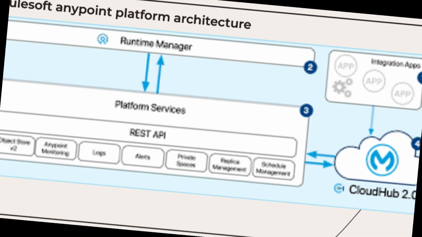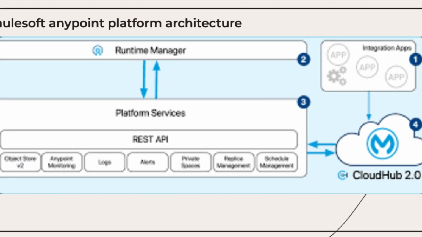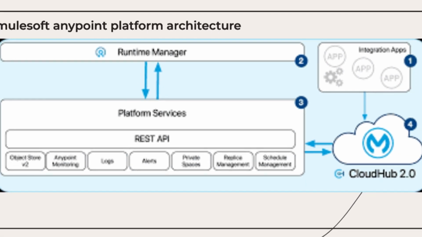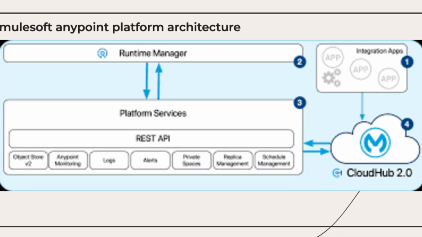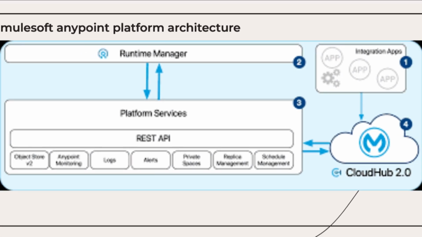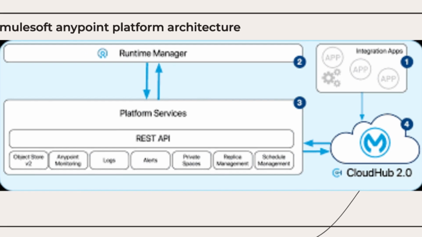2. Integration capabilities. Mule ESB provides a wide range of integration capabilities, including data integration, application integration, and API management. It supports a variety of integration patterns, such as message routing, data transformation, and protocol mediation.